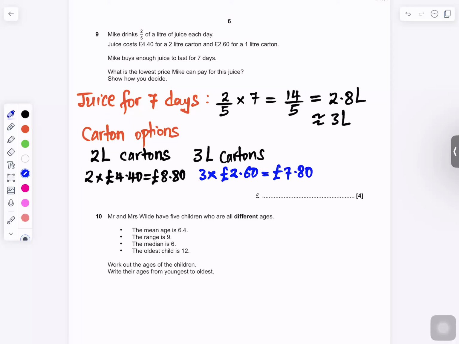So one 2-liter and the other one 1 liter carton. So if we add 4 pounds 40 plus 2 pounds 60, 7 pounds. 7 pounds. So that would be the lowest for that one.